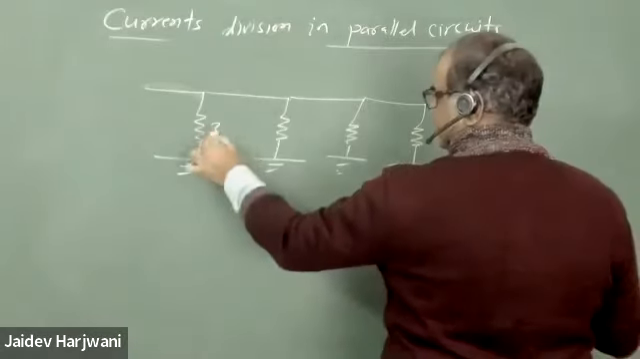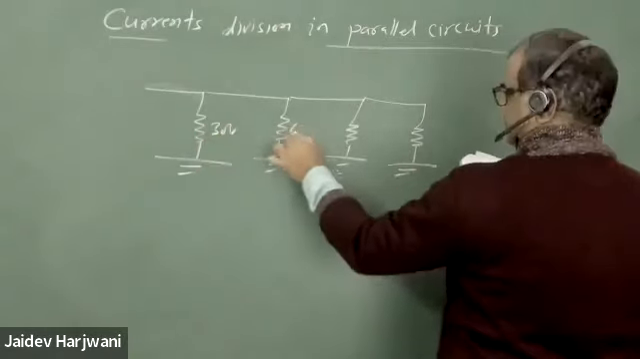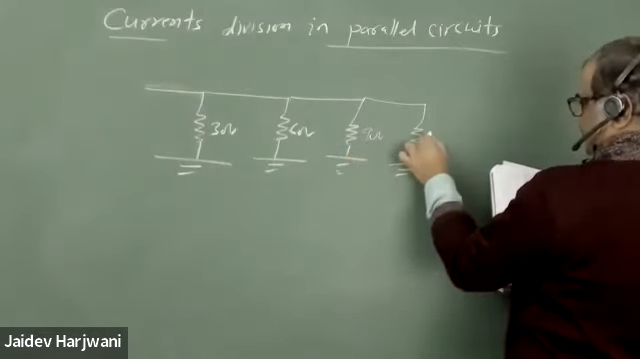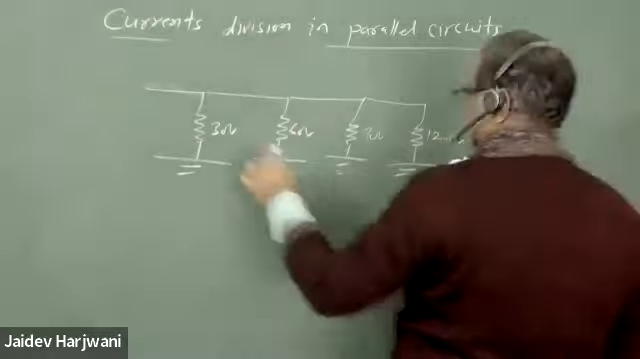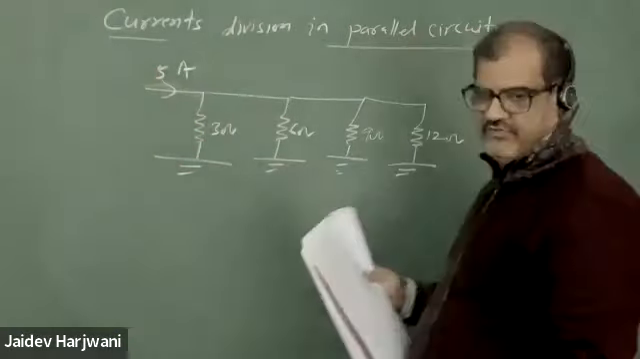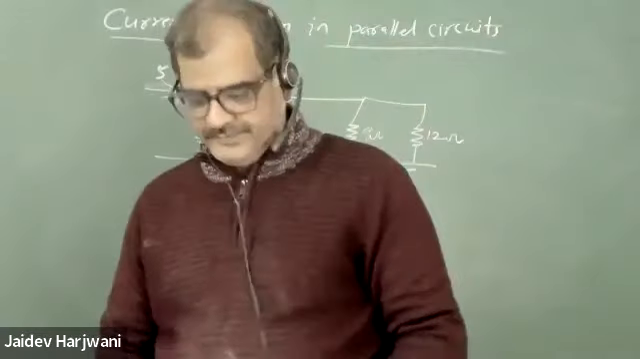This is 3 ohm, 6 ohm, 9 ohm, 12 ohm, and total current is 5 ampere. Okay, so find the current in each branch.